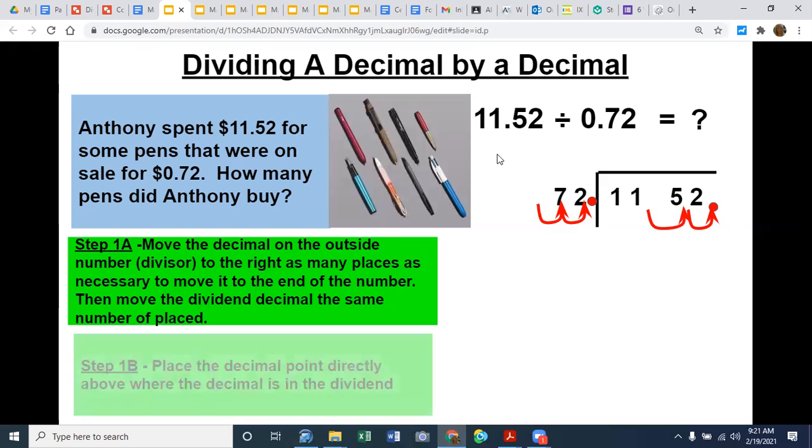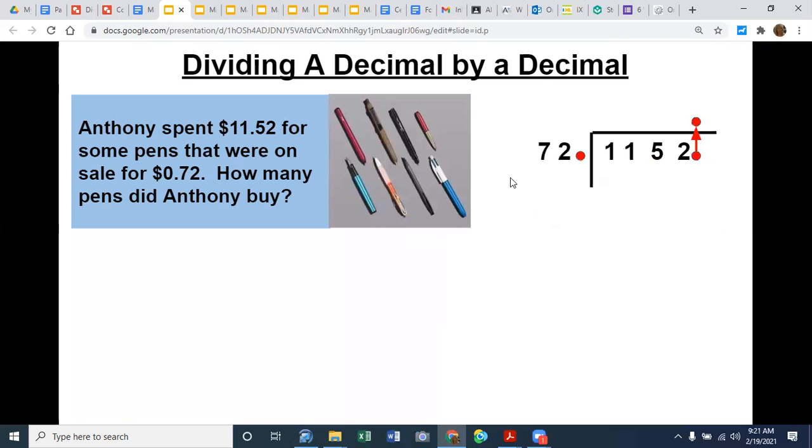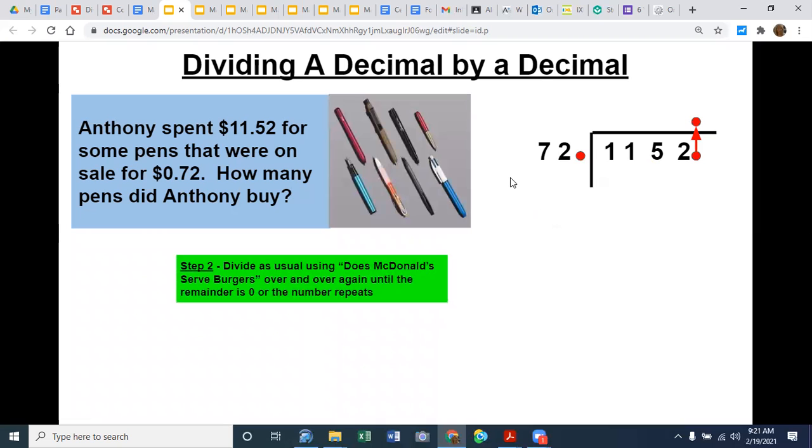Okay, now we do step 2. Place the decimal point directly above where the decimal is in the dividend. So make sure we put that for our answer. We get the decimal point right there. So now we just have to divide 72 into 1,152. See that? Okay, next slide will show us this.